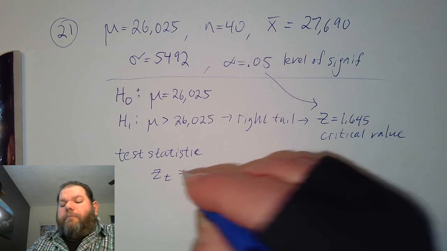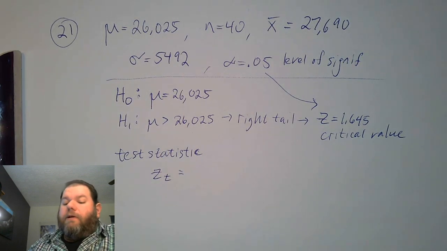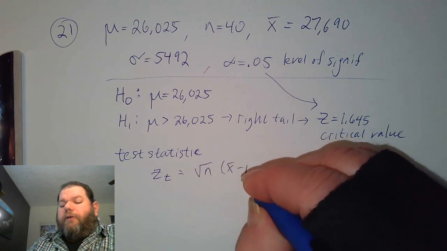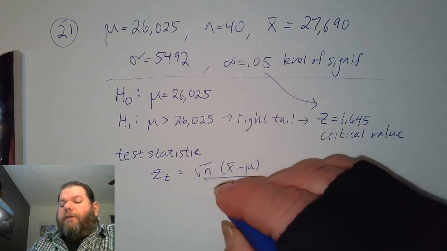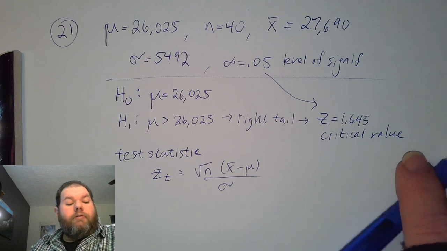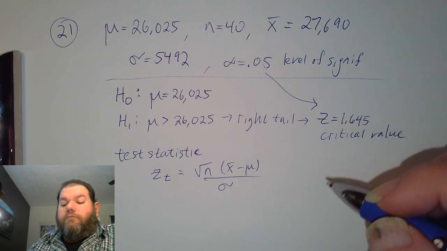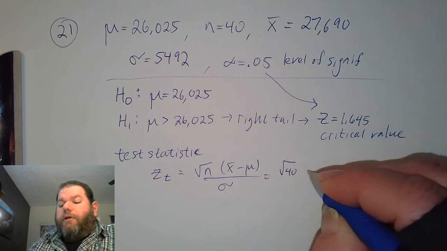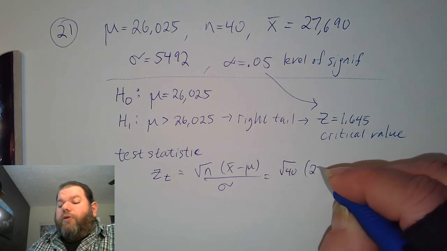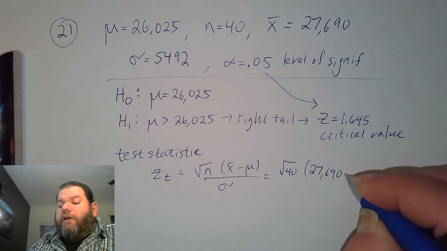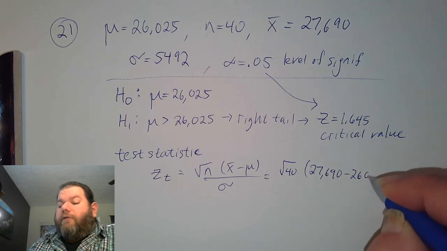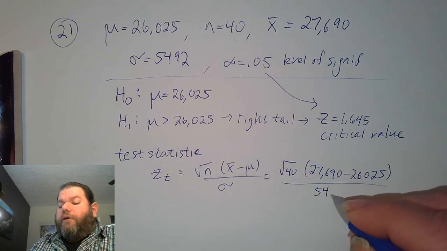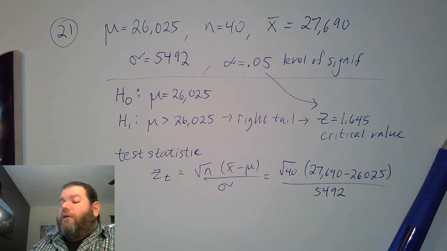ZT is equal to the square root of n times x bar minus mu divided by sigma. So we get the square root of 40, times 27,690 minus 26,025, divided by 5,492. That's a lot of variation.